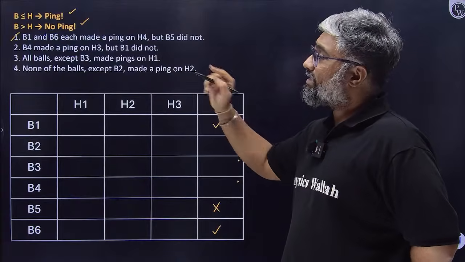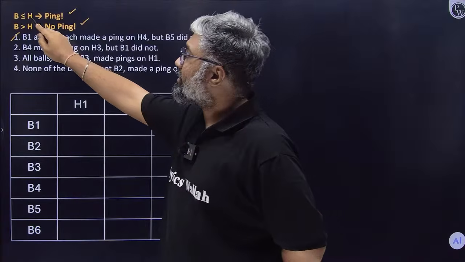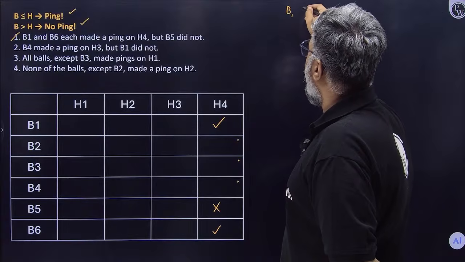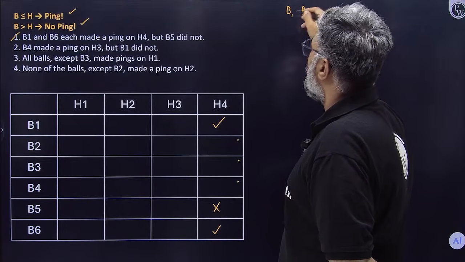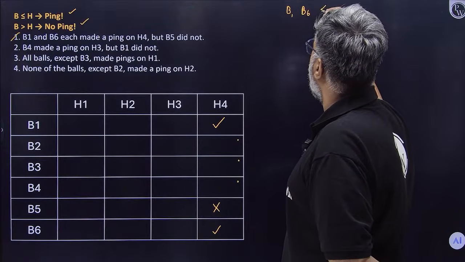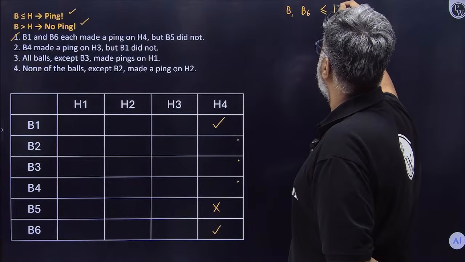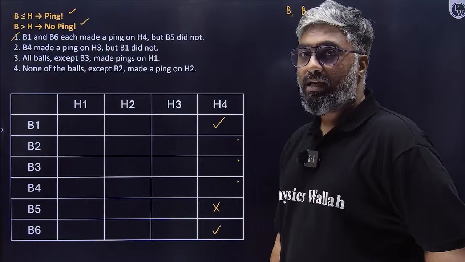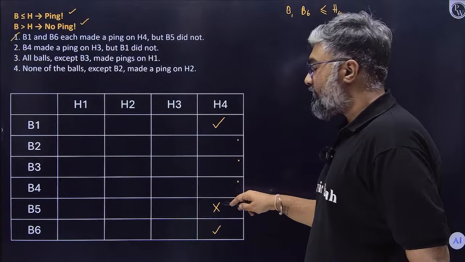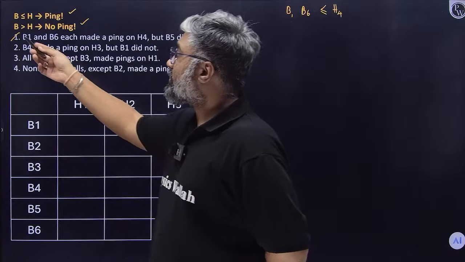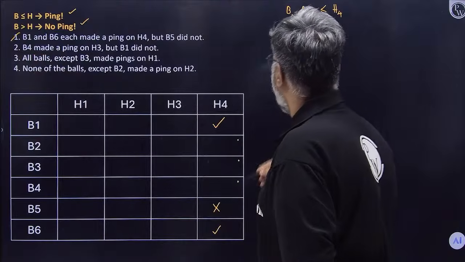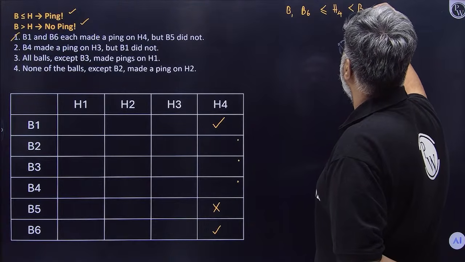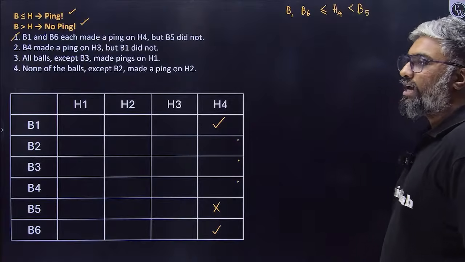If B1 and B6 are making ping, that means this situation is activated here, correct? So B1 and B6, both of them should be lesser than or equal to H4. Since B5 is not making a ping, that means the ball should be larger than that of the hoop, correct? So ball 5 is clearly larger than H4. Perfect?